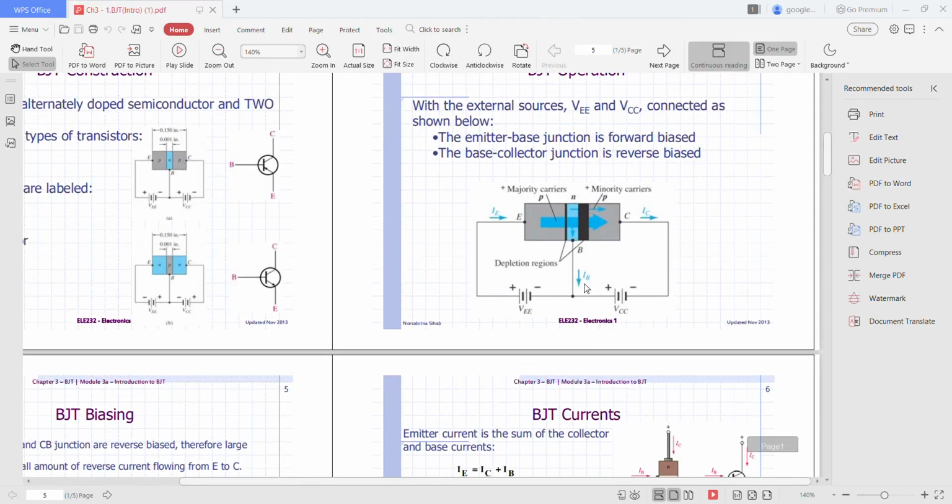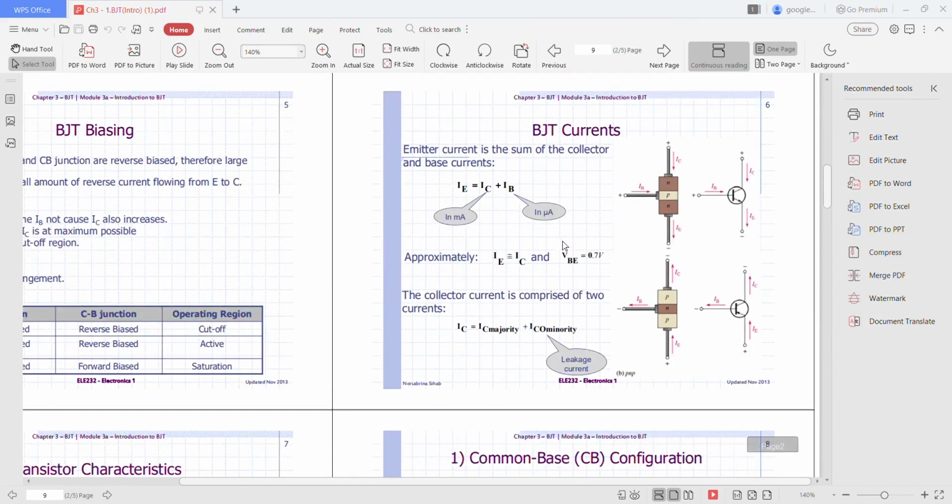Before I move on to the next slide, for NPN, the base current will move upward. Current IC will move in the opposite direction from this figure, and current IE will also move in the opposite direction from this figure. It will move like this if we change the polarity of the source, and the configuration here will become NPN. Now we go on to the next slide.